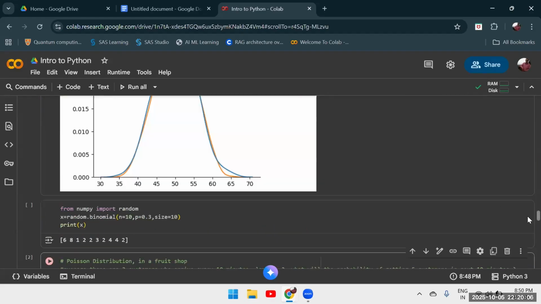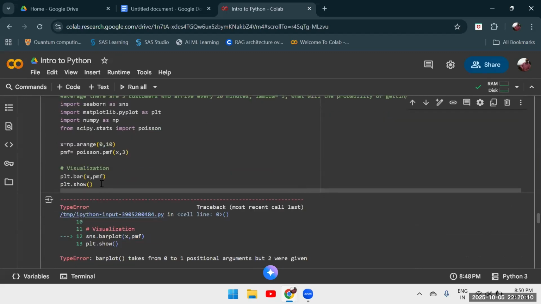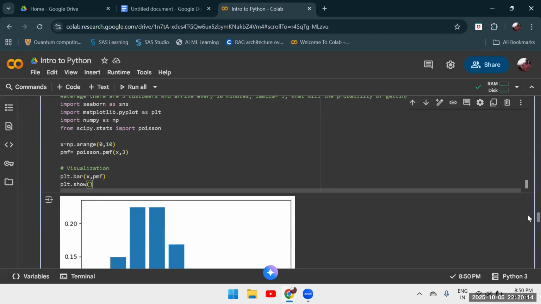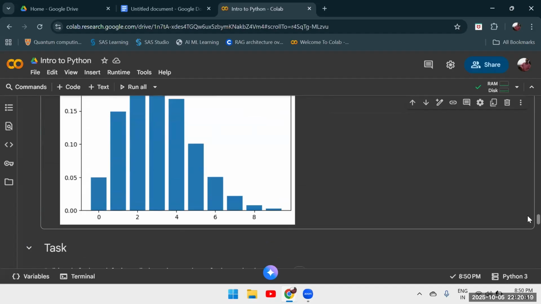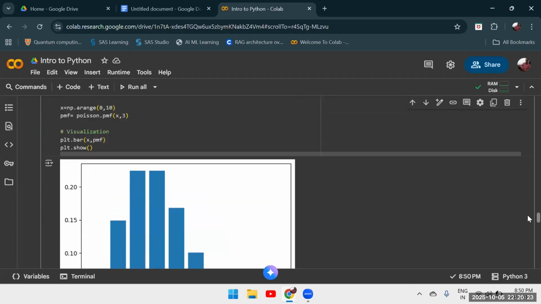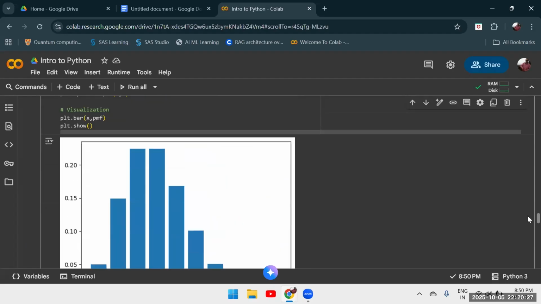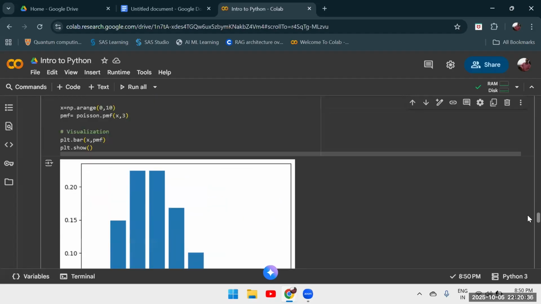What is this PLT? It is matplotlib pyplot. Let's see whether this comes up. Okay, you see here, this is giving me a distribution. My x-axis is the interval, and my y-axis is my probability.